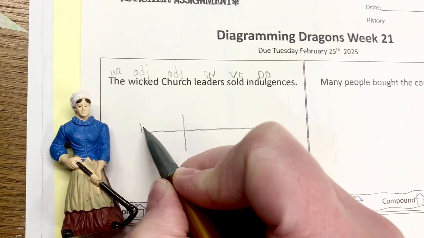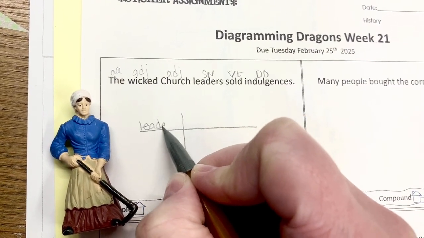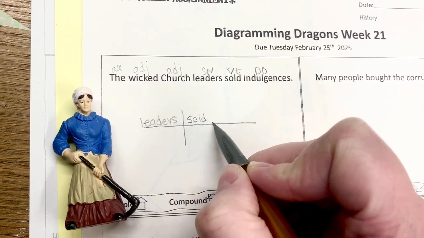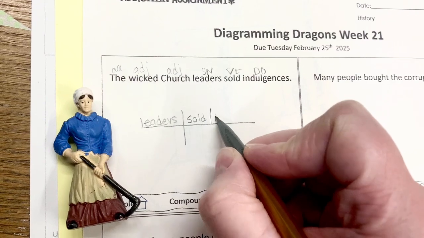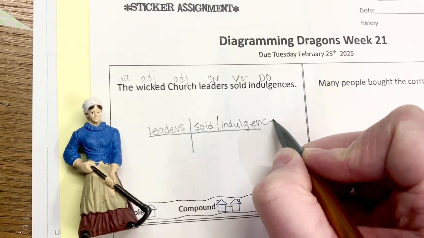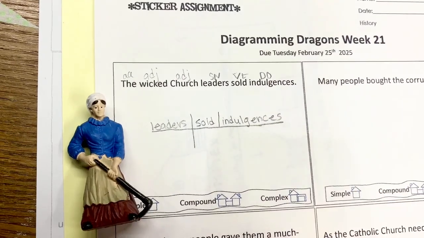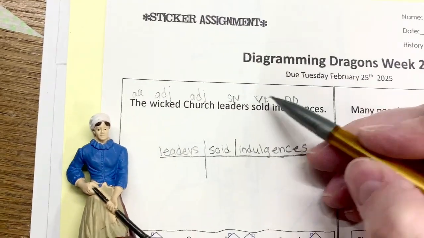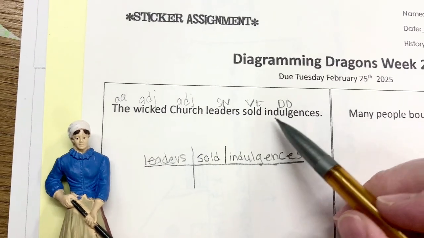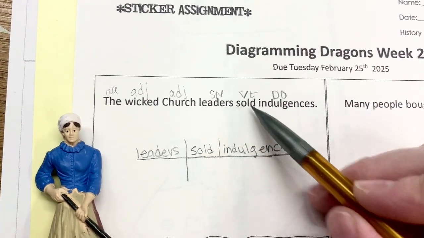We're going to put leaders here. Leaders sold. That'll be straight up. Indulgences. Now, these sentences are a little more complicated for you younger children, and that's okay because I think you're starting to get ready to start understanding direct objects. Indulgences are receiving the action of being sold.